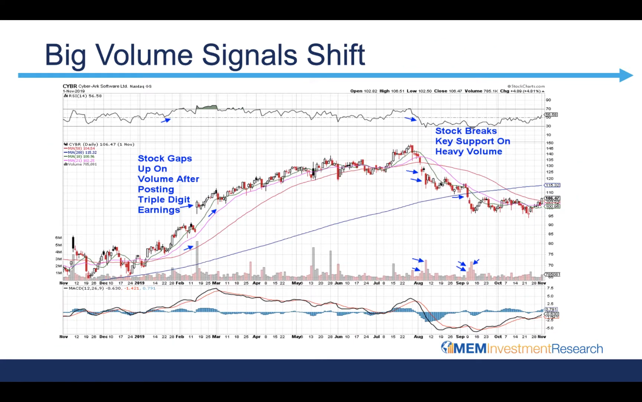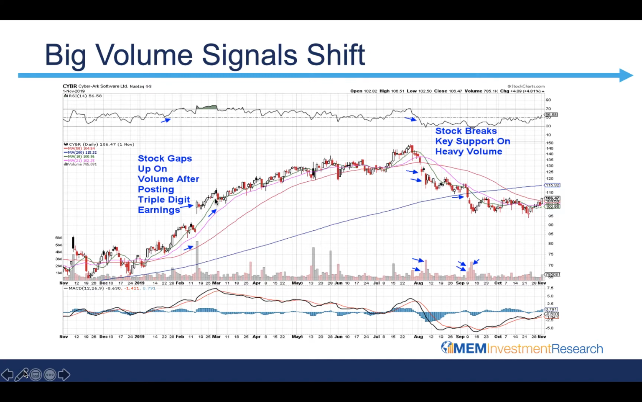We're looking at another technology stock here. This is CYBR. This is a data chart taking us back to the 2019 period, but definitely worth noting because some key events take place here. Let's go back to February 2019. Back here we can see this big gap up. CYBR posted triple-digit earnings, and we talked about that gap up on volume as generally being a very bullish signal.